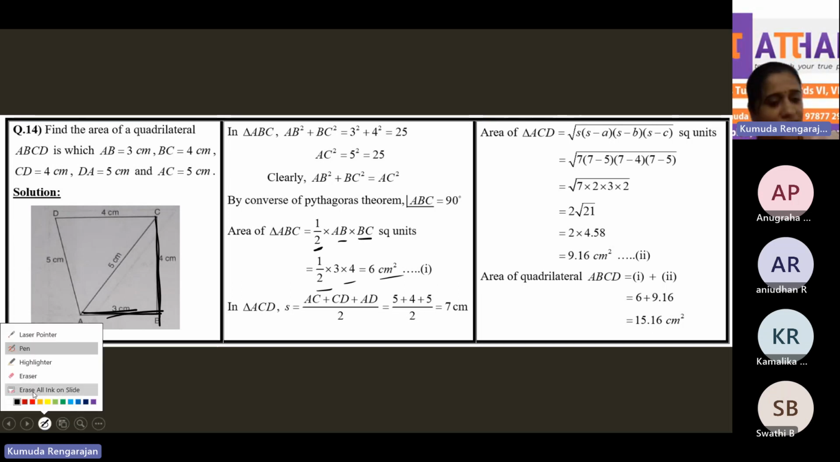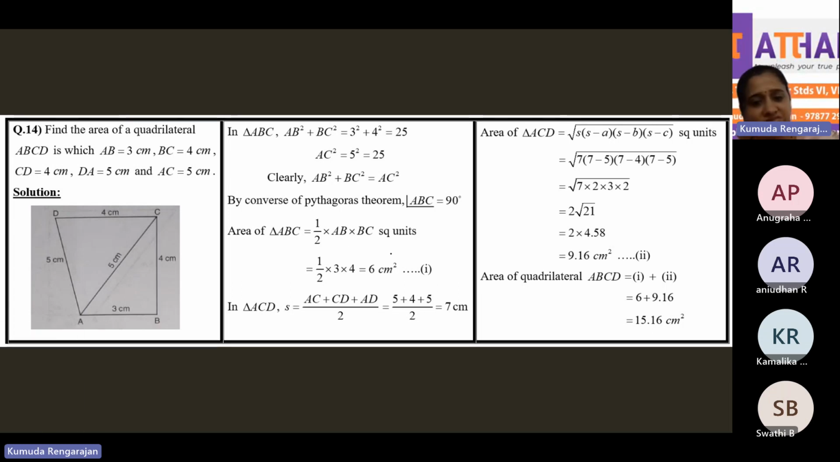You can also find the area of this triangle using Heron's formula. You will get the same answer. But if you know that the numbers form a Pythagorean triplet, you know it is a right triangle. So you just have to show this working by converse of Pythagoras theorem to show that it's a right triangle, and hence this is a right angle. These are the legs of the right triangle, AB and BC. So area of the triangle is half base into height, half into 3 into 4, which is 6 centimeters square.